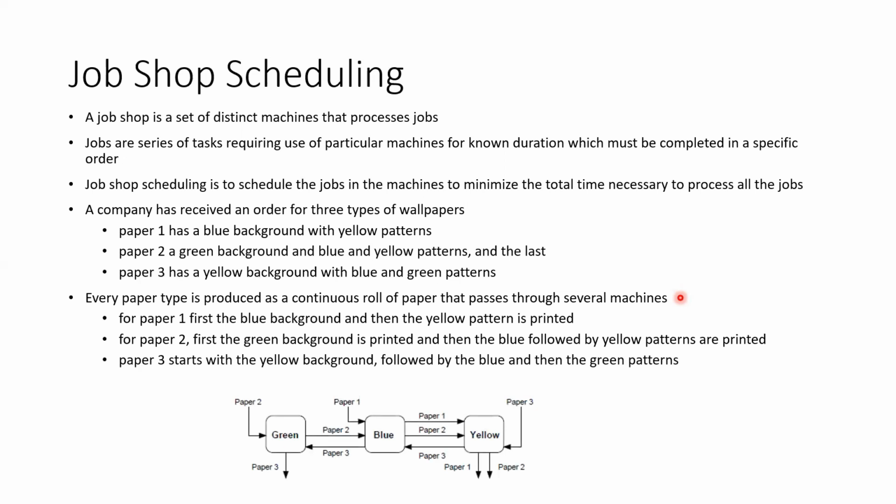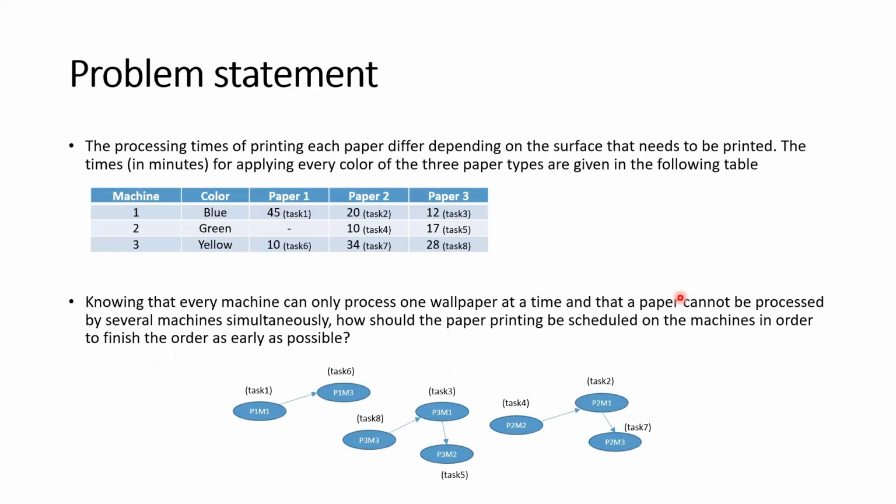We depict this process by the following diagram. Here we see that there are three machines printing green, blue and yellow, and what is the sequence of each of the jobs through these machines that needs to be performed. We have the following duration in minutes for each of the machines to process the task for each of the papers.